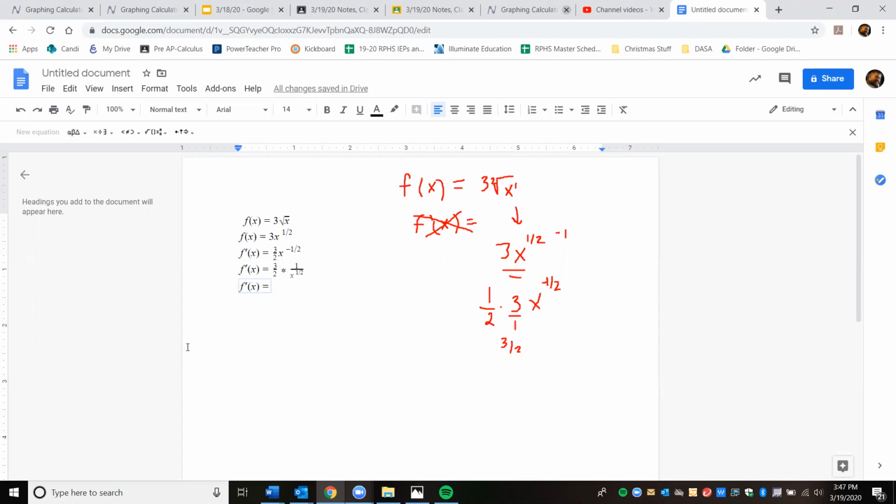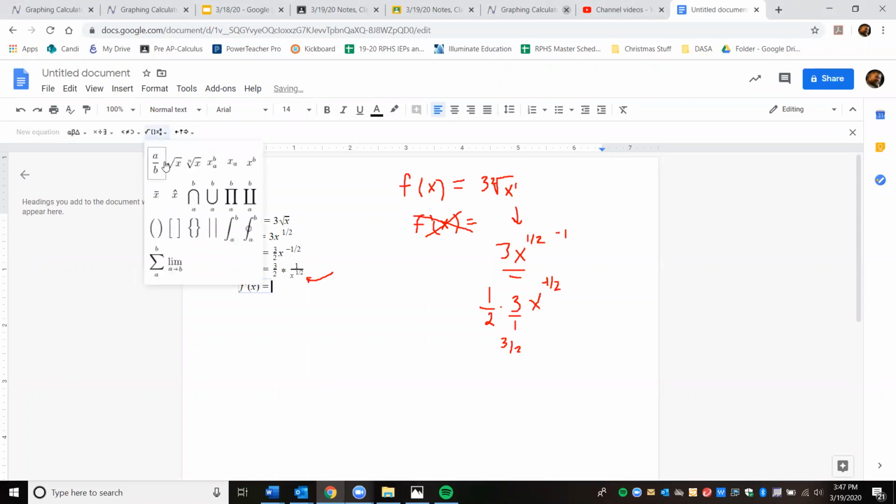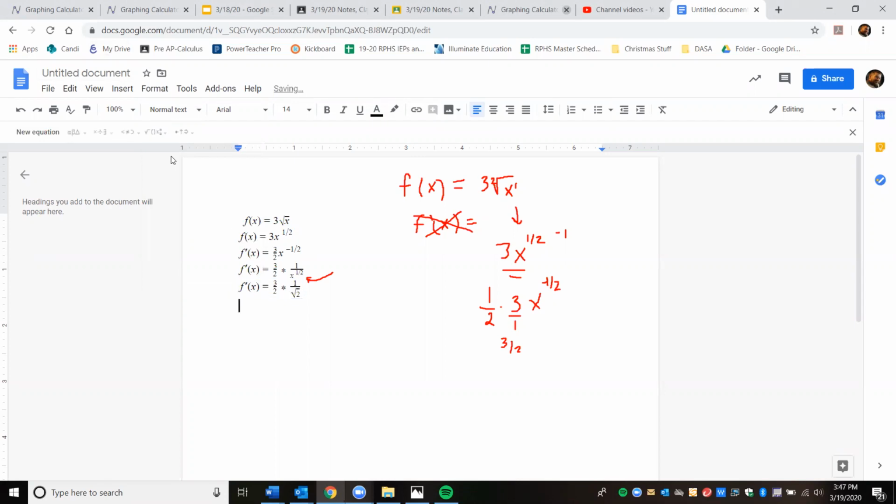And we know that in the denominator, we see a 1/2. So we're going to convert that back into a square root. So we're going to have 3 over 2. Oops, sorry, I need my fraction. 3, right arrow, 2 times another fraction. 1, right arrow, give my radical, go back up here, radical 2, right arrow, hit enter, drop down. Insert equation, f prime x equals.